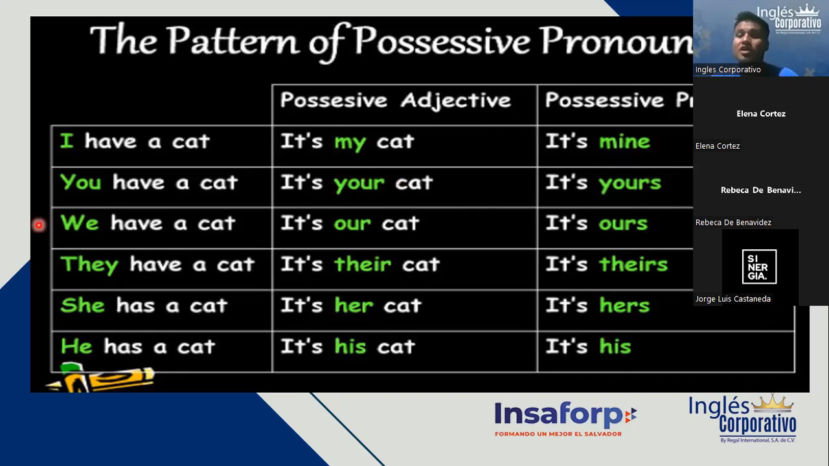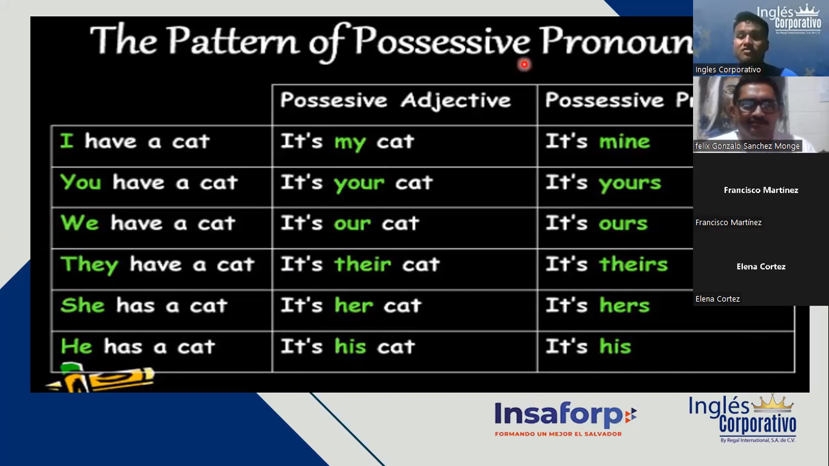Elena, go ahead. We have a cat. It's our cat. It's ours. Okay, this one is ours. Our. Thank you very much. Now, can I have another person? Thank you very much, Elena, for participating. Luis, thank you very much.